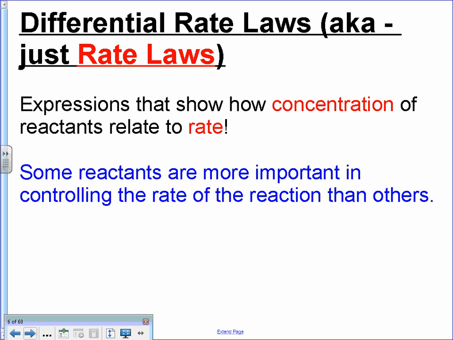A rate law is going to compare the concentration of a reactant to the rate of the reaction. I just want to make sure we're all clear that we're talking about the concentration of reactants and not products, because products are something we will really hone in on in equilibrium, which is our next unit. So get it in your head right now: kinetics deals with rates in comparison to the concentration of reactants.